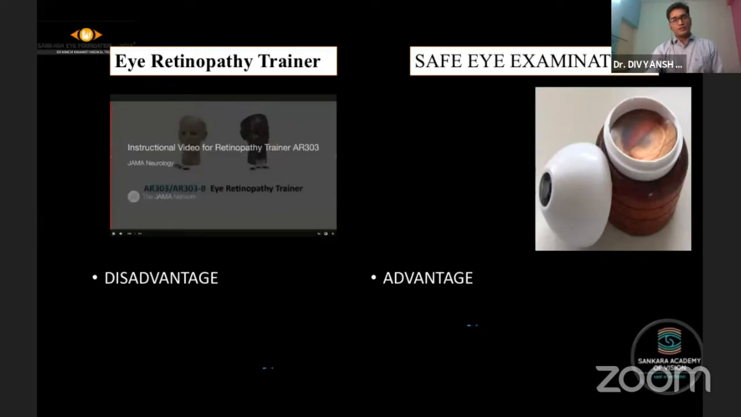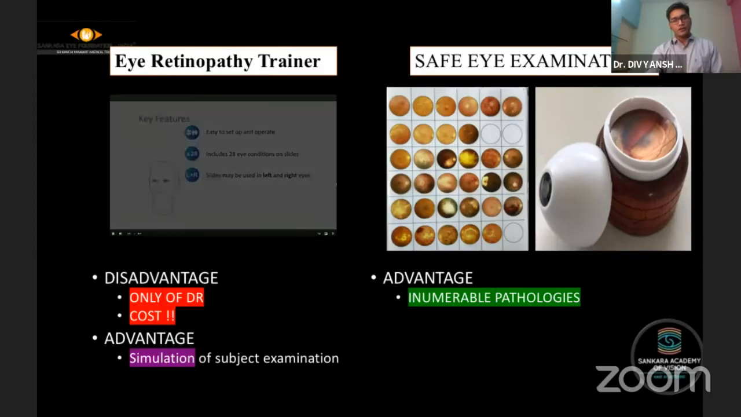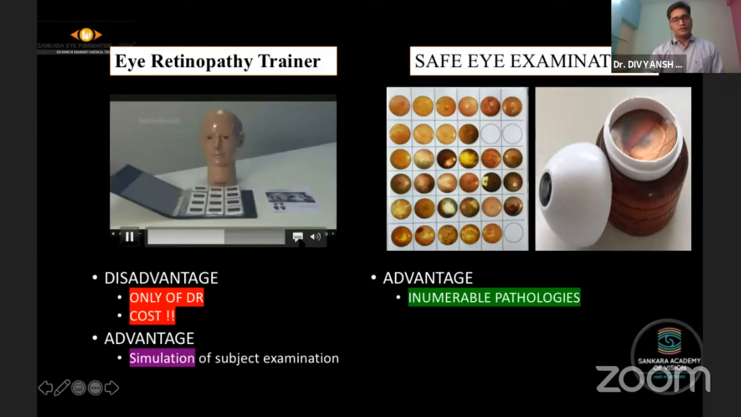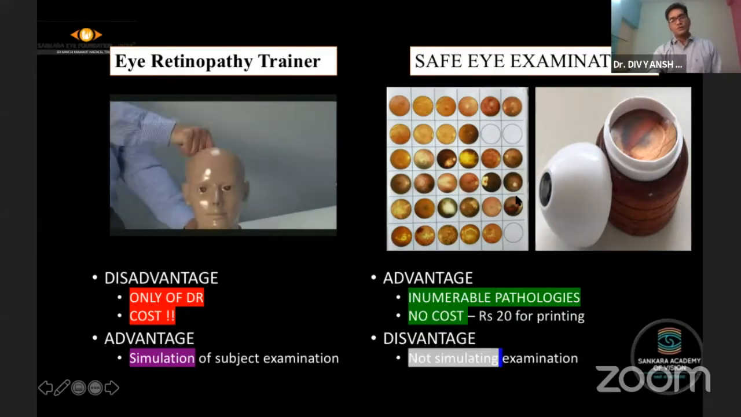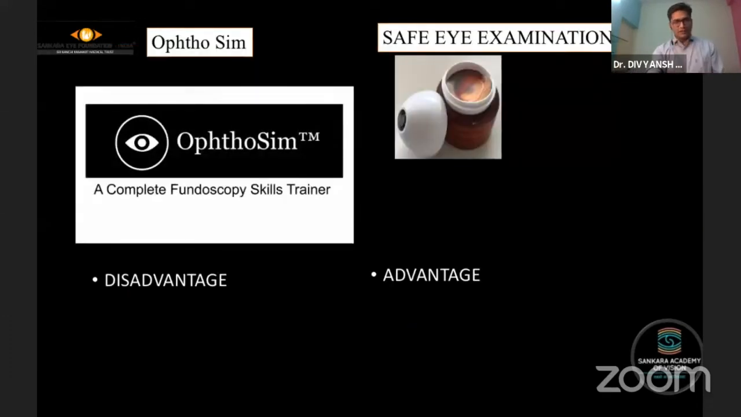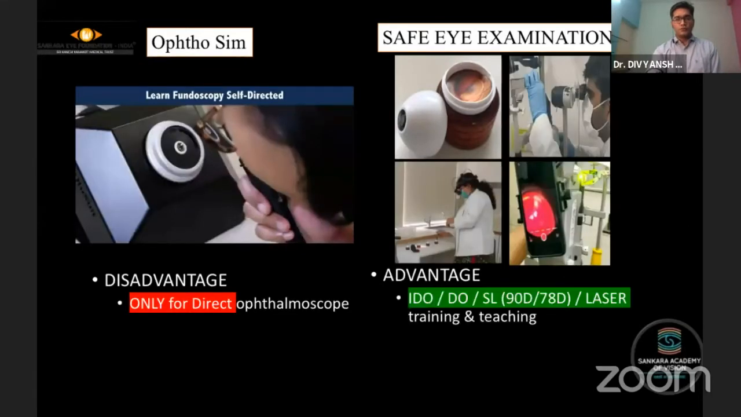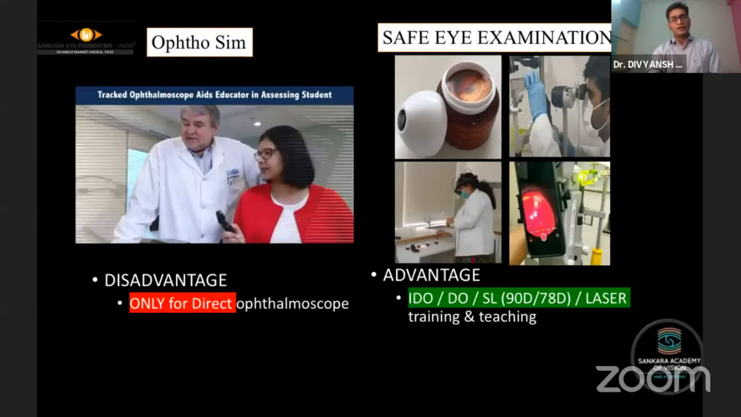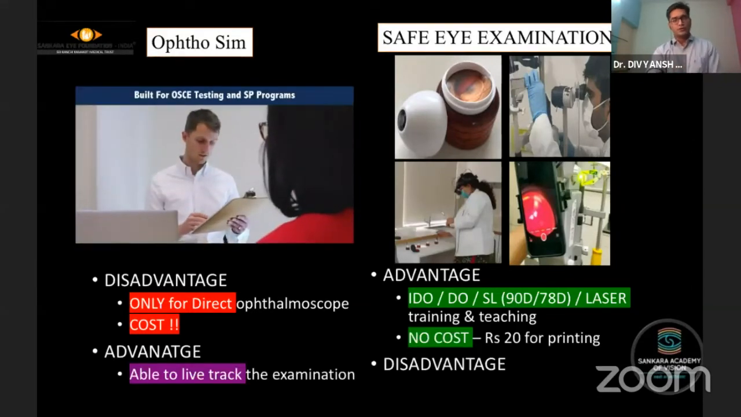To compare with other techniques which are available, the diabetic retinopathy technique is only for direct, while we can use it for indirect also. The disadvantage in this case is that it is only a simulation, but in our case, there can be a live demonstration. The other simulative videos which are available can be done only for a direct ophthalmoscope. We can use it for direct, indirect, 90D, laser. Yes, cost is nothing at all, just the printable cost.